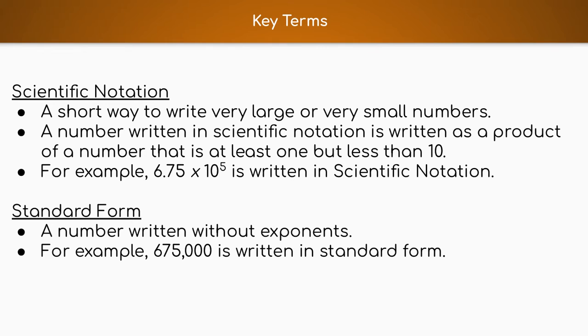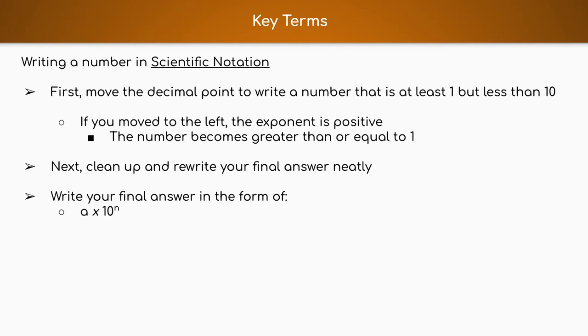Now we also have standard form, and standard form is a number written without exponents. So, for example, 675,000 is an example of a number written in standard form.